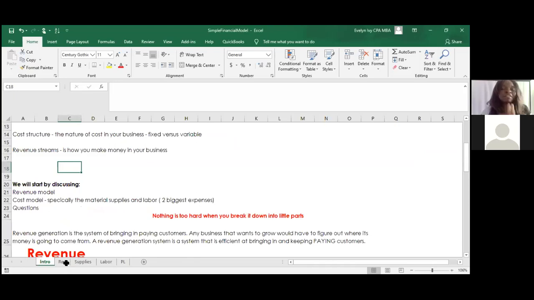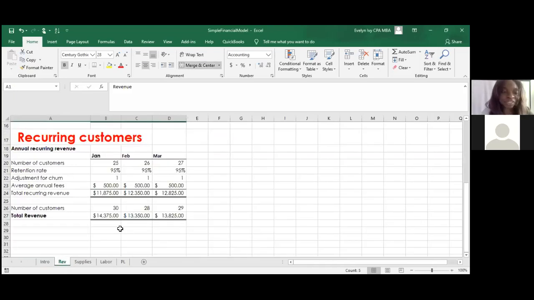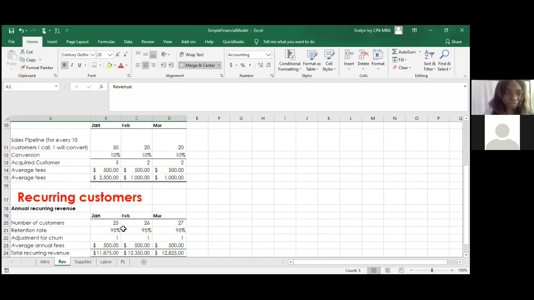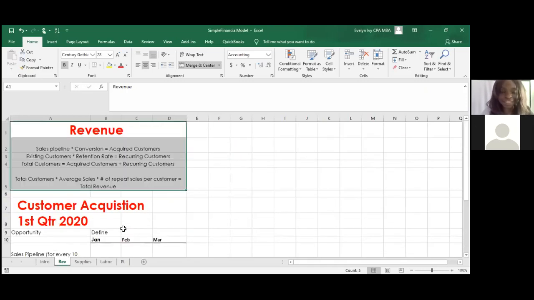Now, everybody who has a business knows that you really can't have a business without revenue. So your revenue is your top line. If you have an income statement, that's your top line income. And you should have a model for calculating revenue. So how do you calculate revenue? Your sales pipeline times your conversion equals your acquired customers.